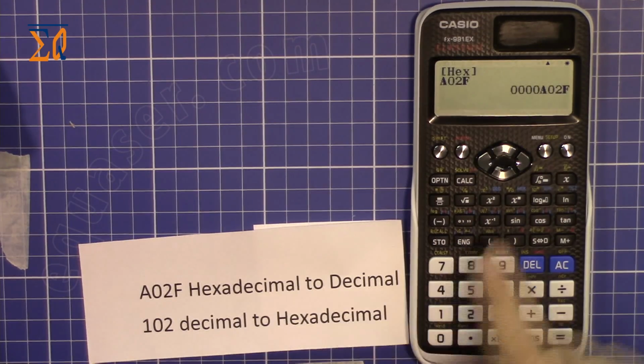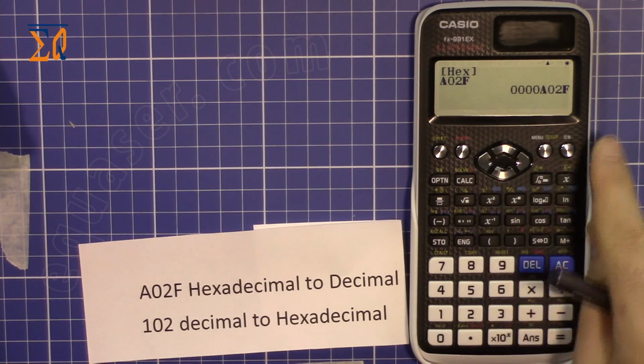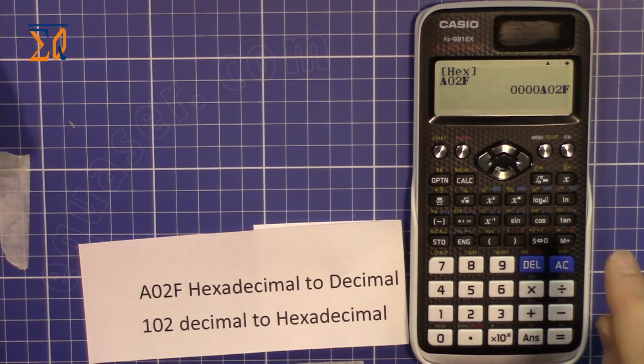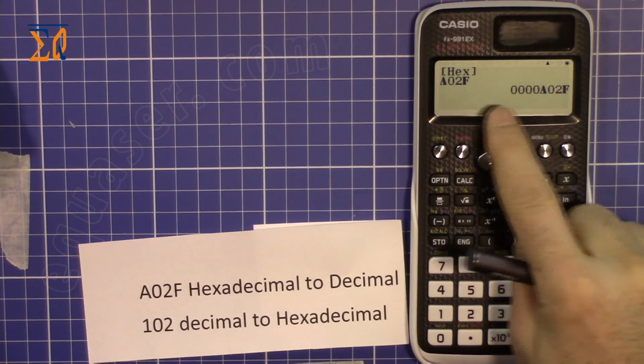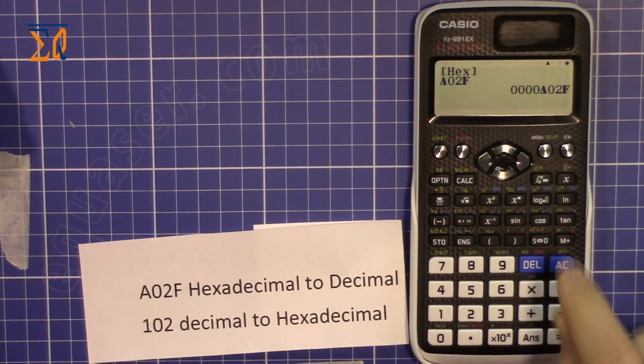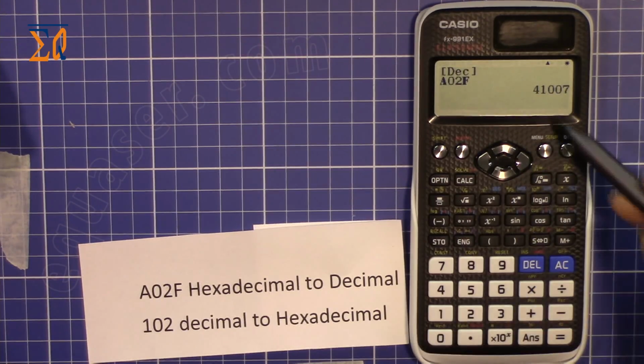To convert it to decimal, press decimal. Now remember, if you want to convert it to any other value, just press that button after the value is here. You must press equal sign, so it should be here. Decimal, that's 41,007.